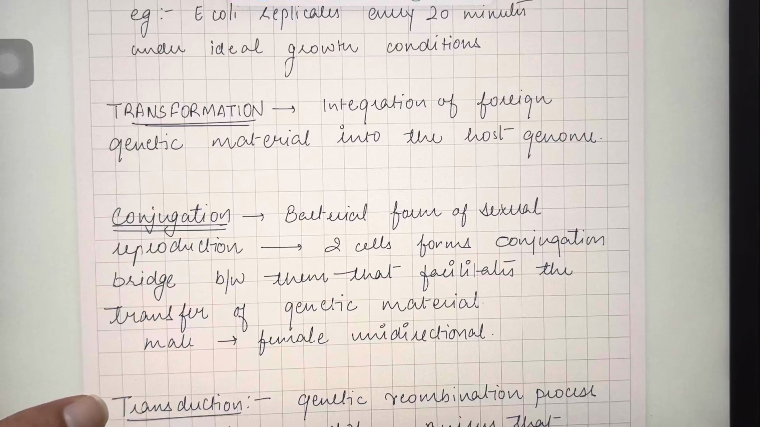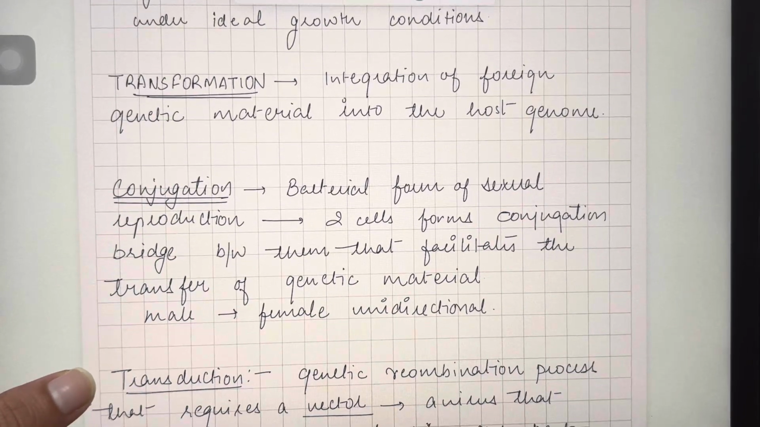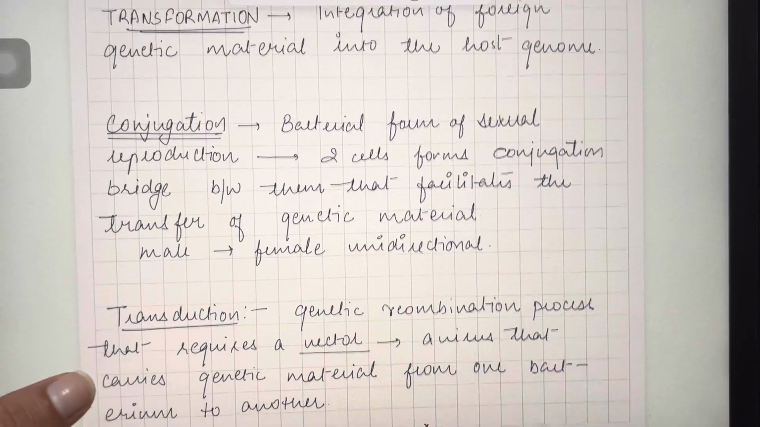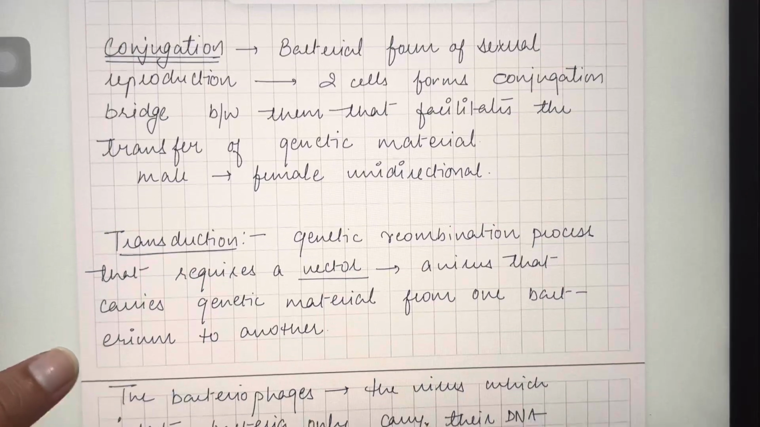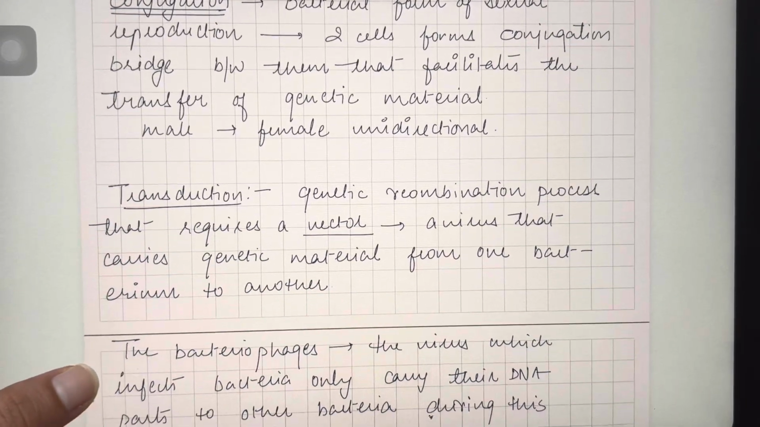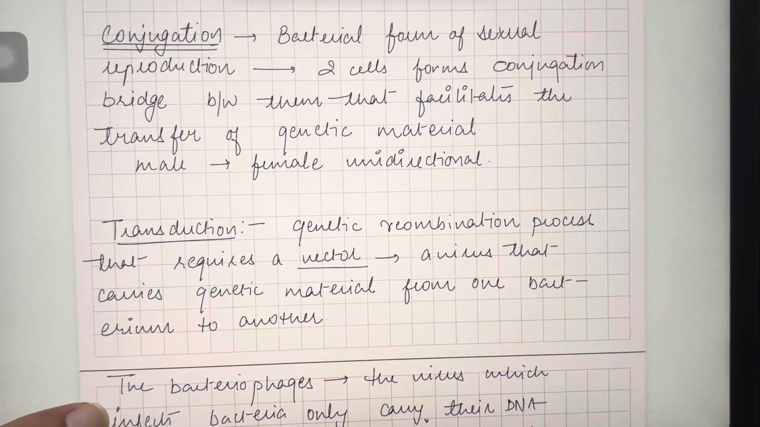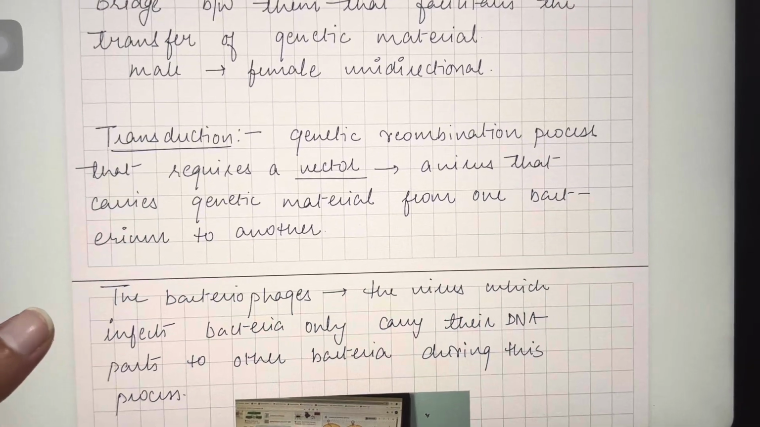Then comes the transformation. Transformation is the integration of foreign genetic material into the host genome. Then there is conjugation, the bacterial form of sexual reproduction. Two cells form a conjugation bridge between them, facilitating transfer of the genetic material, and the genetic material is always transferred from male to female. Also, it is a unidirectional process.